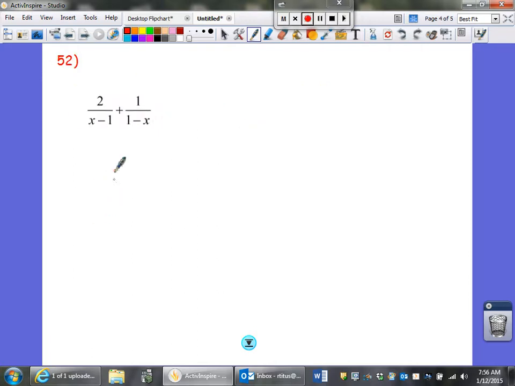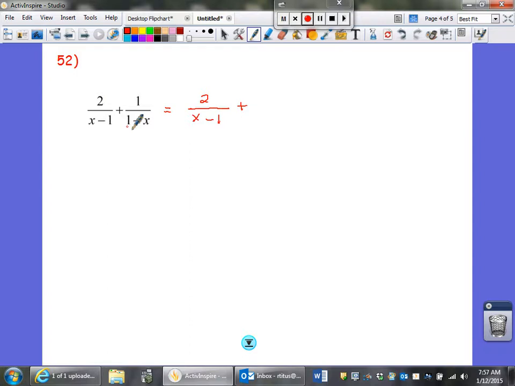Now we're on to 52. You have an x minus 1 and a 1 minus x. They look so close. And in fact, they are really, really close. For instance, this is what you would do to answer this question, since they are really close. I mean, really, it's just a matter of, this one has a positive x, this one has a negative x, this one has a negative 1, this one has a positive 1. They are really close to being the same, but they're not the same yet. The first fraction can stay the same.